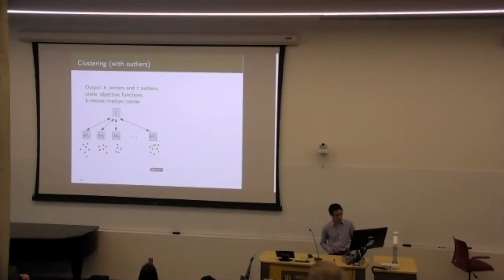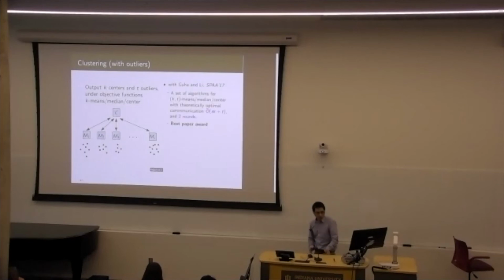So the next problem is clustering with outliers. So again, we have a set of points, and they are stored distributed across the S machines. Our goal is to compute the standard objective functions k-means, k-median, k-center, while also allowing some outliers across the union of the data.